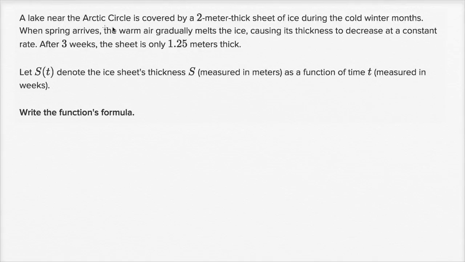A lake near the Arctic Circle is covered by a 2-meter thick sheet of ice during the cold winter months. When spring arrives, the warm air gradually melts the ice, causing its thickness to decrease at a constant rate.